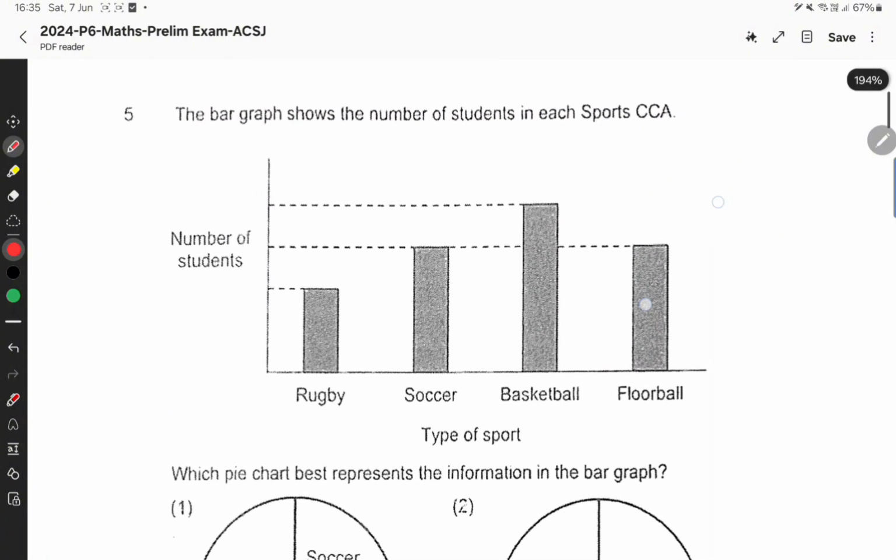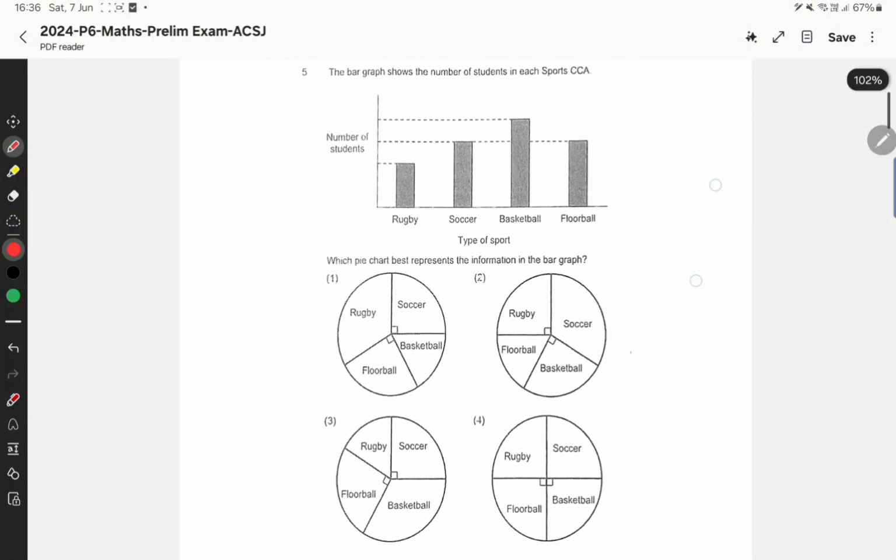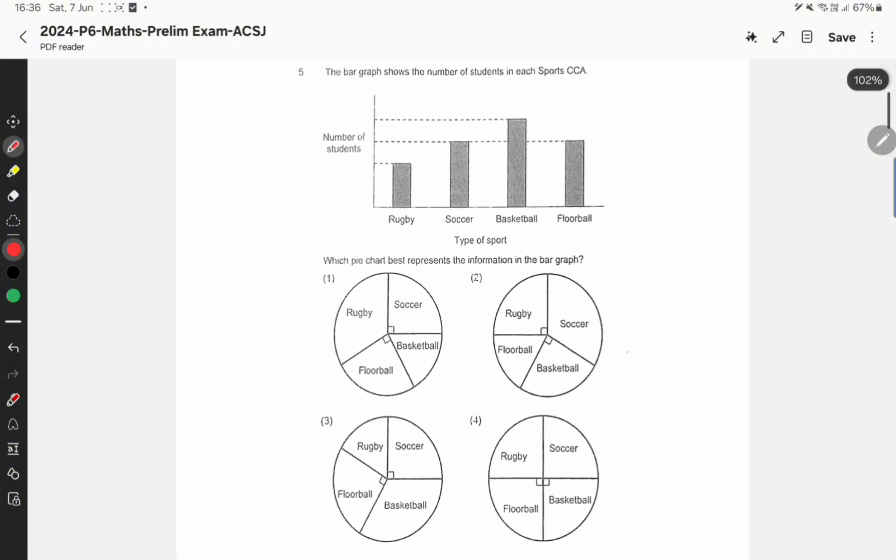Okay, question 5. The bar graph shows the number of students in each sports CCA. So in this question, they give you the bar graph. We need to convert it into a pie chart. First thing, we know basketball has the most number of students, followed by either soccer or floorball. And then lastly, it will be the rugby.